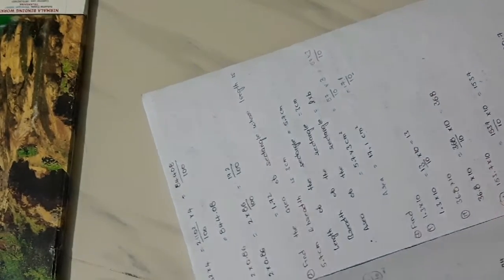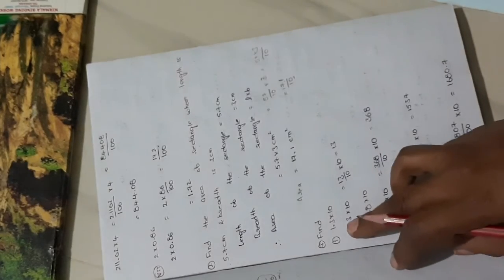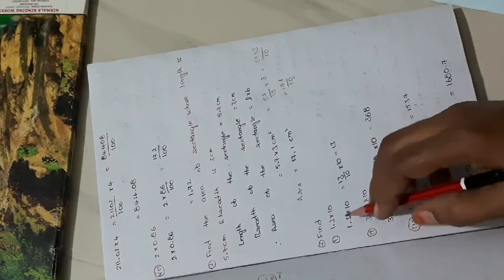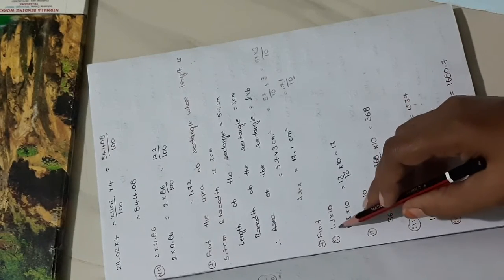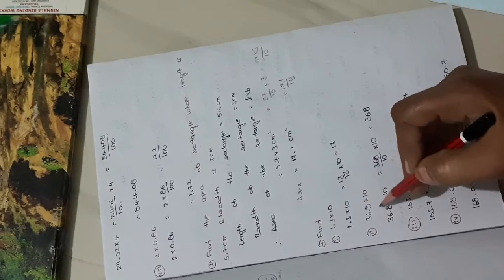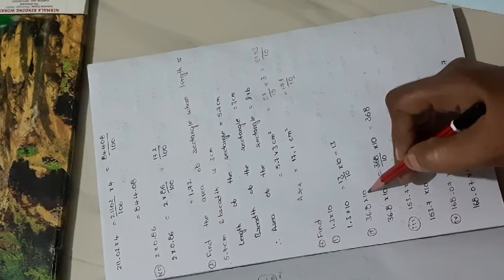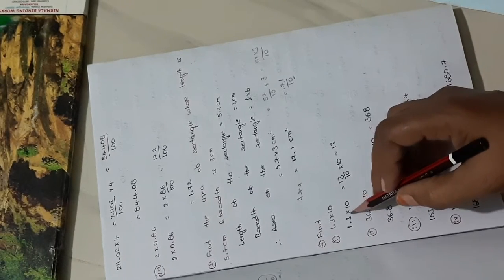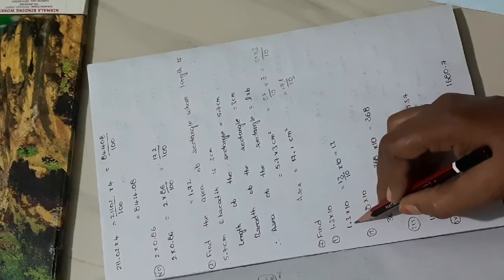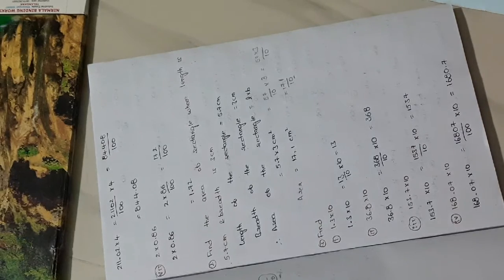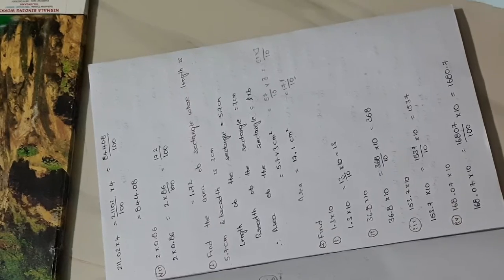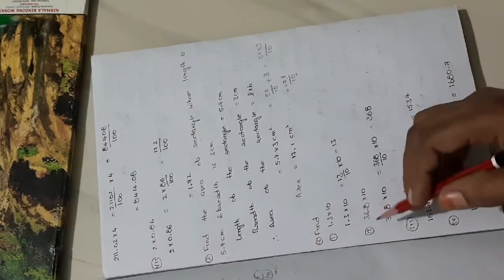Next we are going to discuss the third problem. The third problem they gave the question like this. We are going to find out the product of the given numbers. They gave 1.3 into 10, 36.8 into 10, something like this. We have already discussed the multiplication of decimal numbers with 10, 100, 1000. In this session we are going to use that concept. By using that concept we can do it easily.